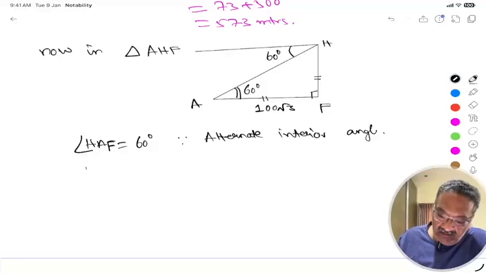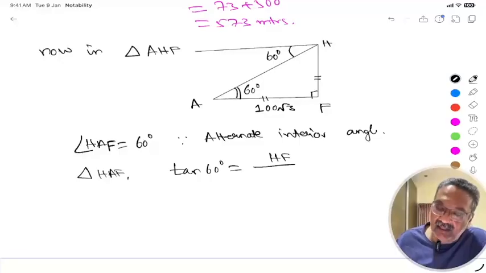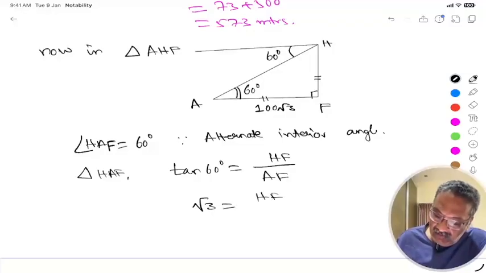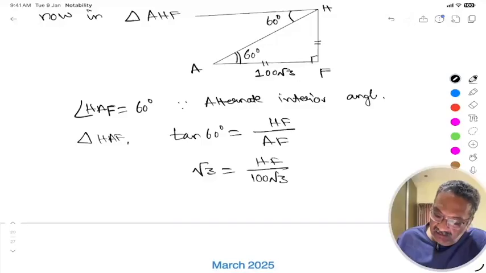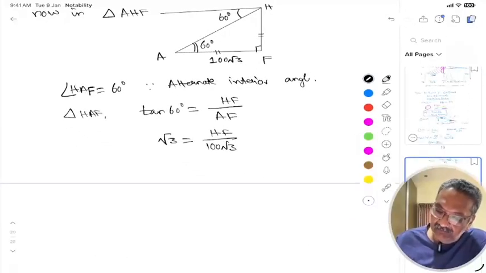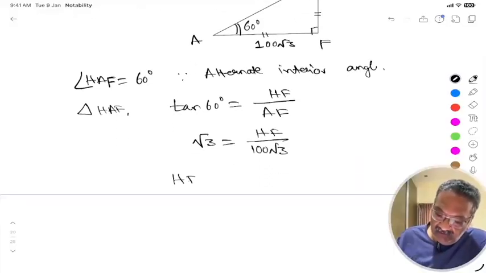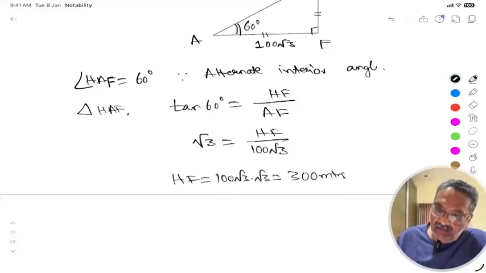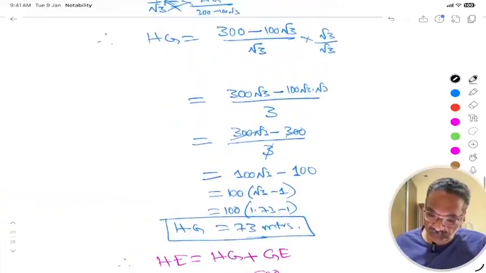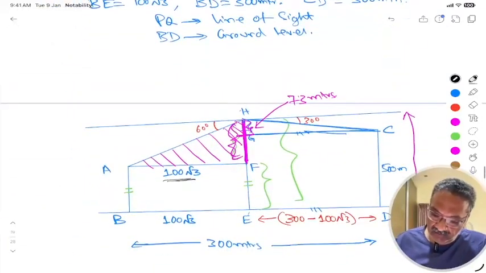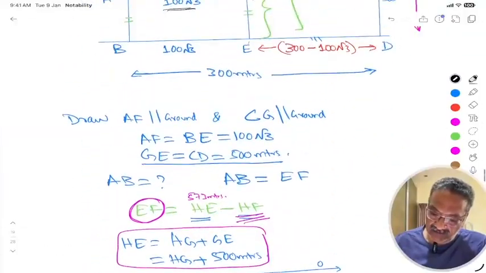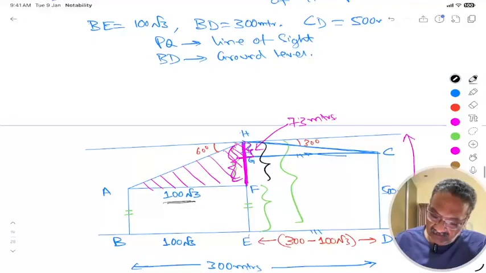Now in triangle HAF we have tan 60 degrees equal to the opposite of 60 degrees, which is HF, divided by the adjacent, which is AF. What is tan 60 degrees? Root 3. So root 3 is equal to HF by AF, which is 100 root 3. Okay, so we've got HF is equal to 100 root 3 into root 3, which is equal to 300 meters. Now we got HF as 300 meters.